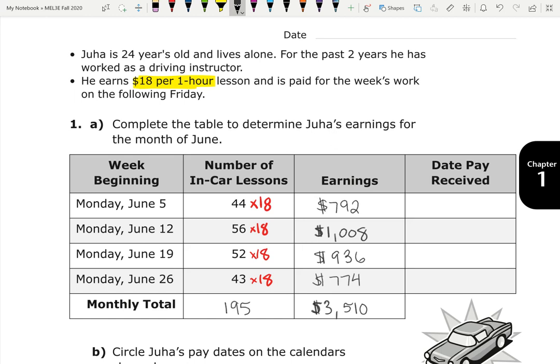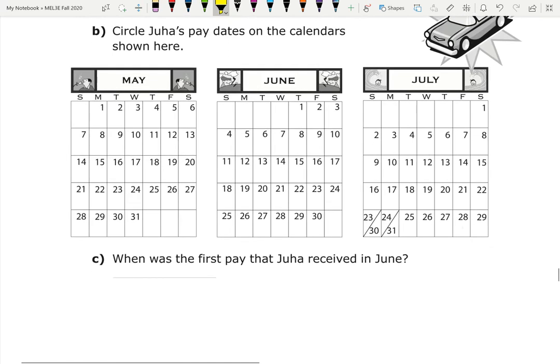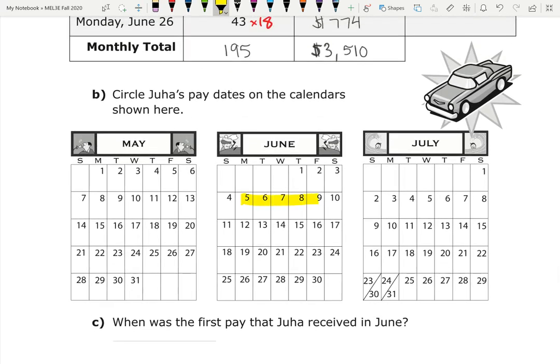Now the last column is asking what day of pay date he will receive his pay. Now I'm going to go back up here and read what it says. It says that he is paid for the week's worth the following Friday. So the week of June 5th is here. Okay, so Monday to Friday. He would get paid the following Friday after that week is complete, which means he would get paid on the 16th.